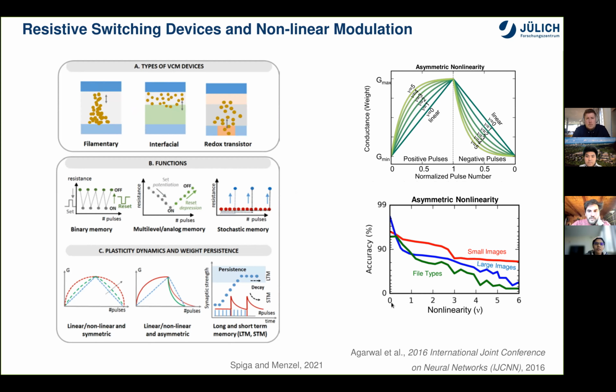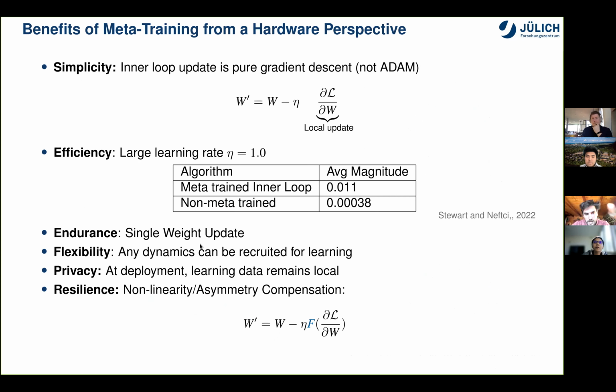So if you have some nominal accuracy here, which would be close to 99%, as you increase this nonlinearity, the performance goes down a lot. So actually, in this case, with meta learning, you can train it in order to compensate for those kinds of updates and nonlinearities, so that learning is actually robust to the nonlinearities in your devices.